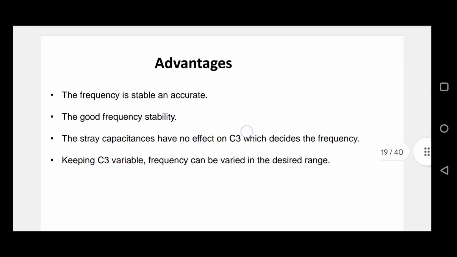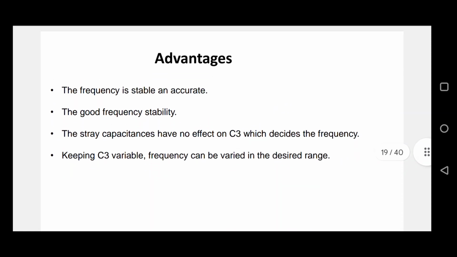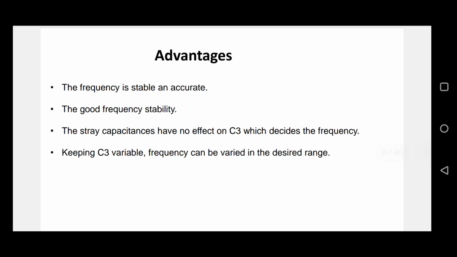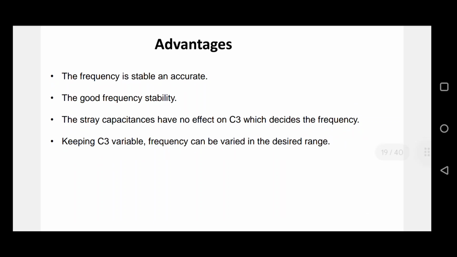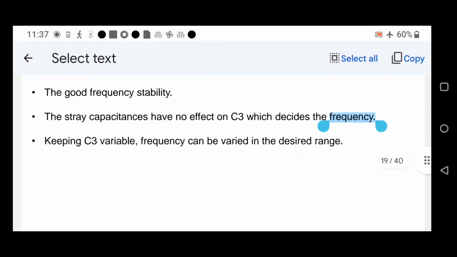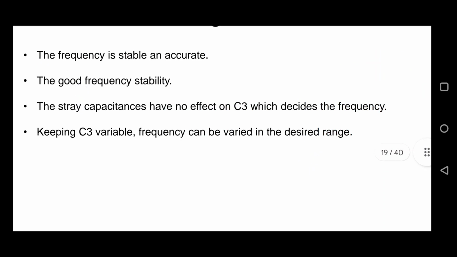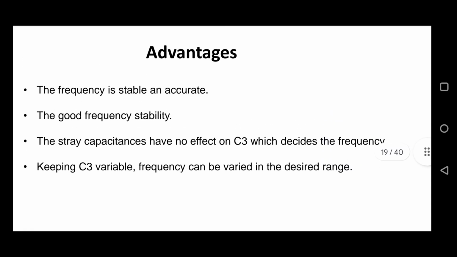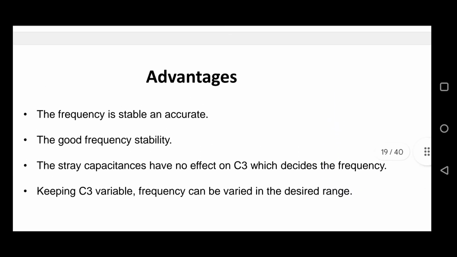And finally we are going to discuss the advantages of the Clapp oscillator. What are the advantages of the Clapp oscillator? The frequency is stable and accurate. The Clapp oscillator has frequency stability, and the stray capacitances have no effect on C3, which decides the frequency, because the C3 capacitor is called a tuning capacitor, which decides the resonant frequency. And finally, keeping C3 variable, the frequency can be varied in the desired range. So those are the advantages of the Clapp oscillator.